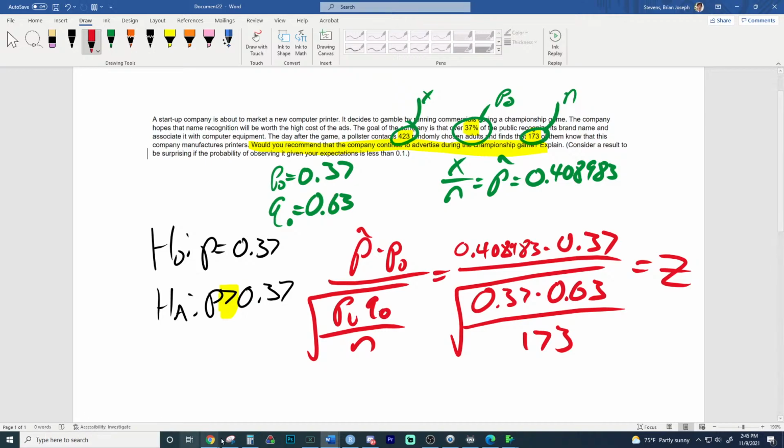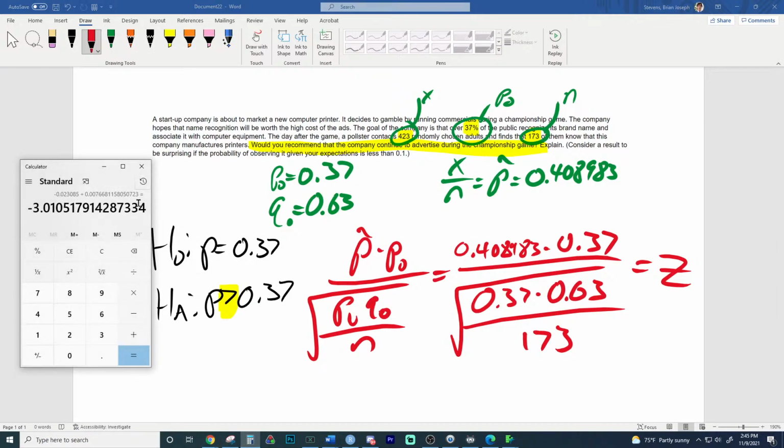Let's go find this z-score right here. We're solving the bottom first, and we square root. And then we take the top. There's the P hat. I think it's going to be a z-score close to 1. Yep.